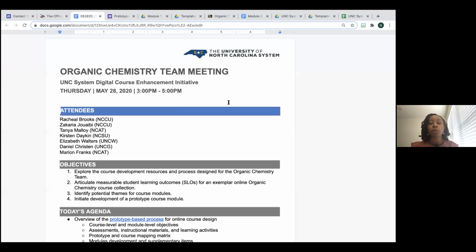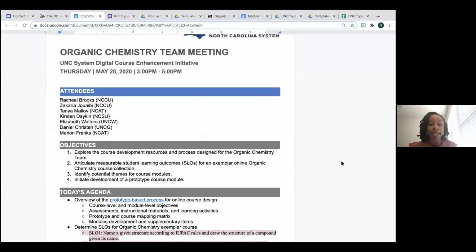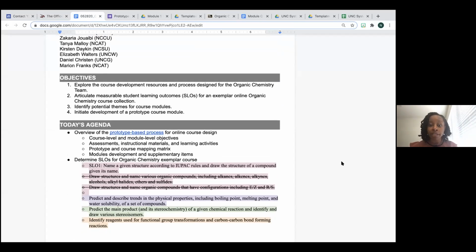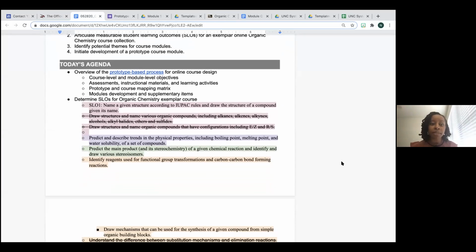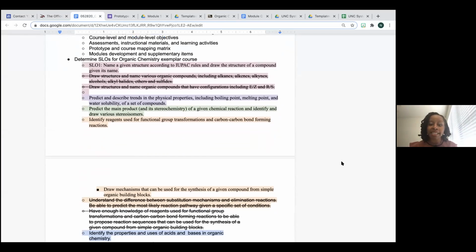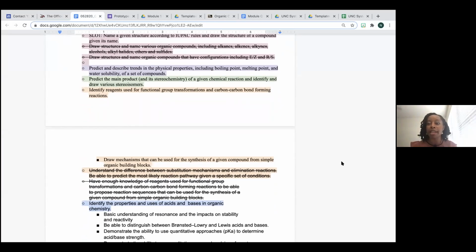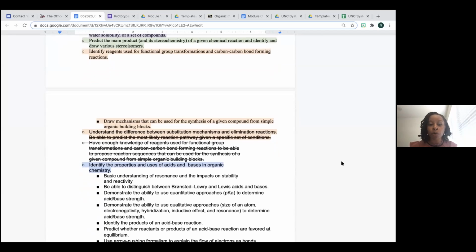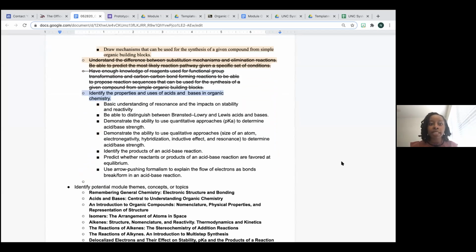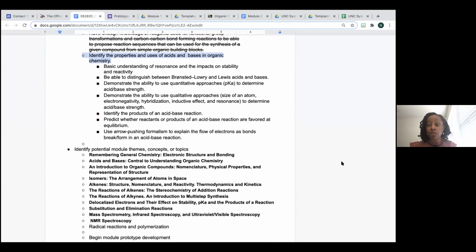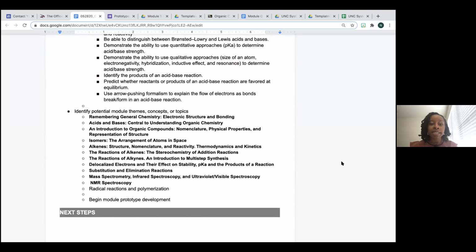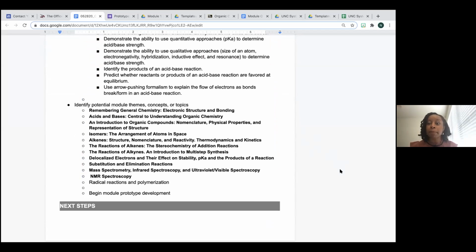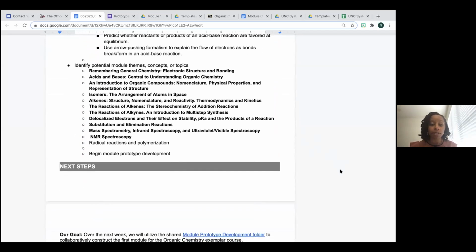So the way in which we went about our approach to developing, we did have weekly meetings. We met every Thursday with a very targeted agenda. The very first meeting's task was developing the SLOs, and so we compared what are those expectations for learners successfully completing Organic Chemistry 1 across the system. And so we were able to collaboratively come up with the SLOs that you saw on the website, as well as identified potential module themes that eventually became the topics for each of the modules.